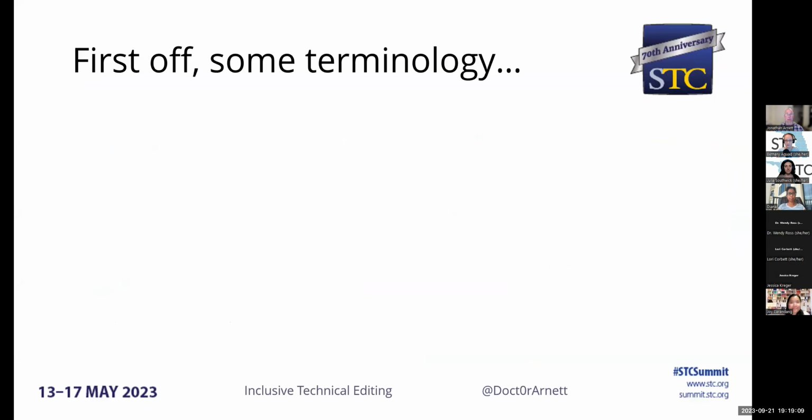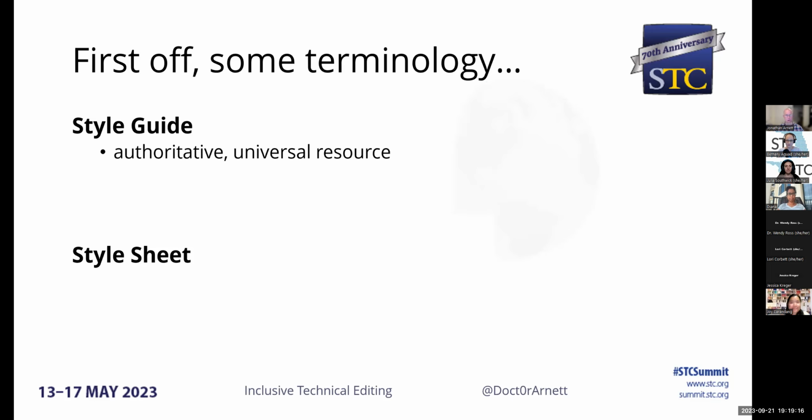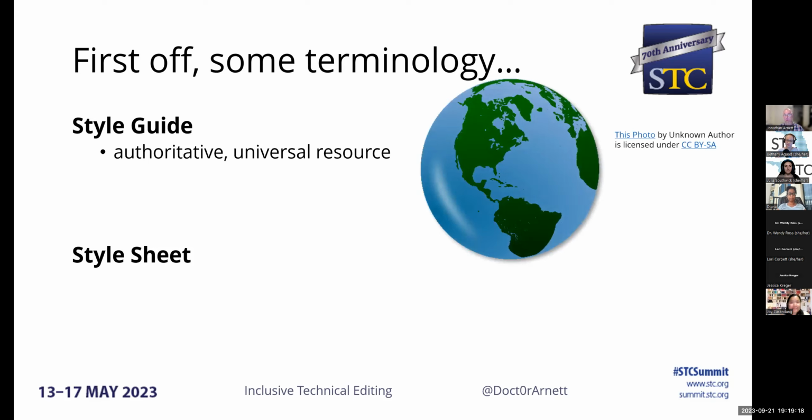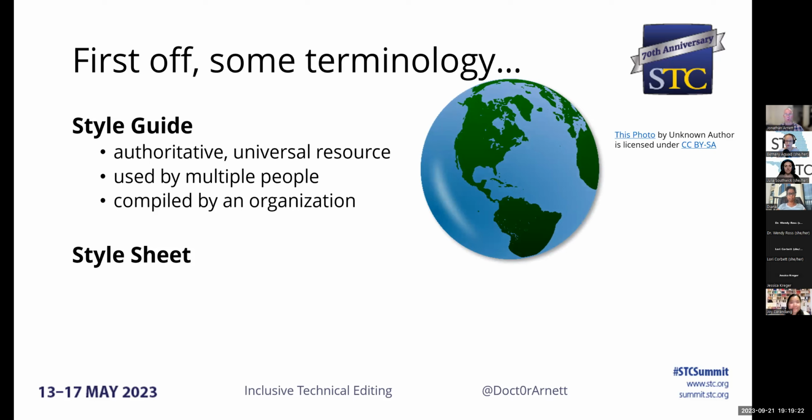To begin, we need to talk about some terminology. There are such things as style guides and style sheets. We need to differentiate between the two. A style guide is something that is authoritative. It is universal. All sorts of people use this, and it's usually put together by an organization.